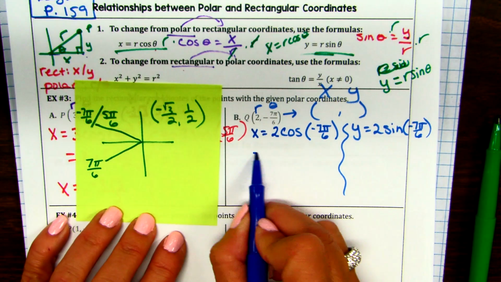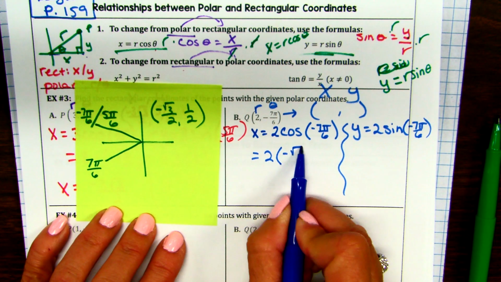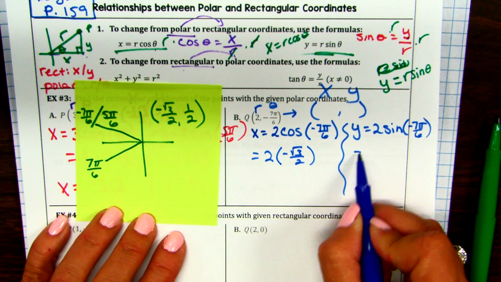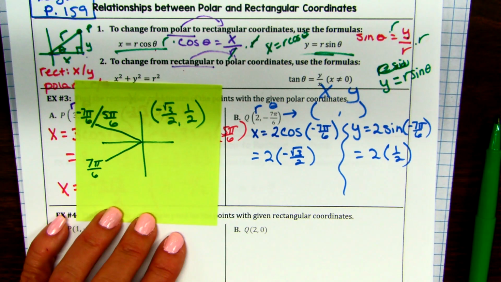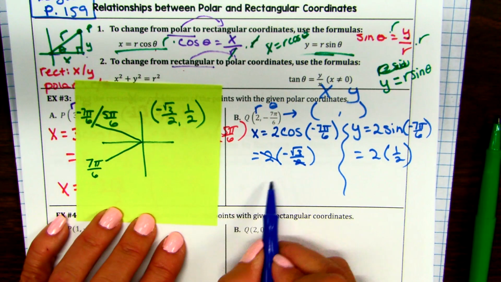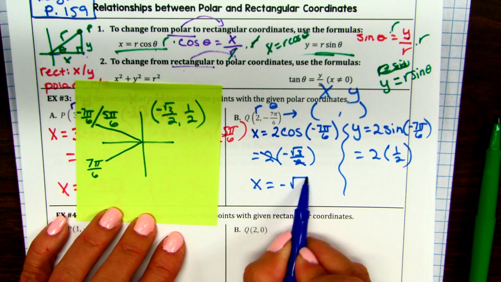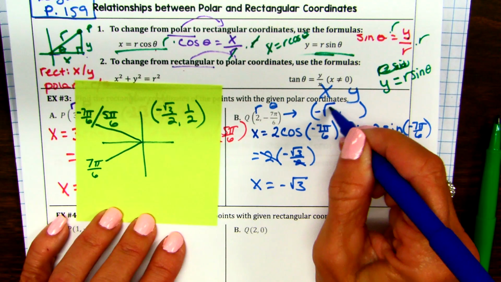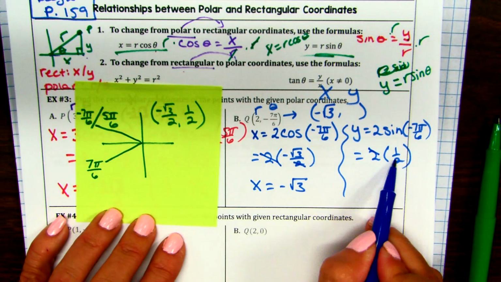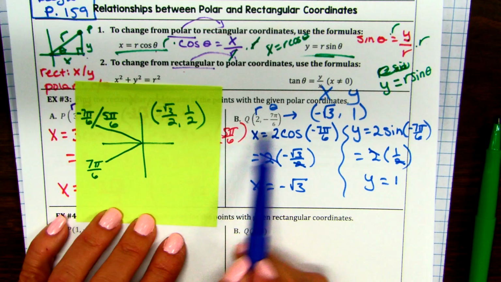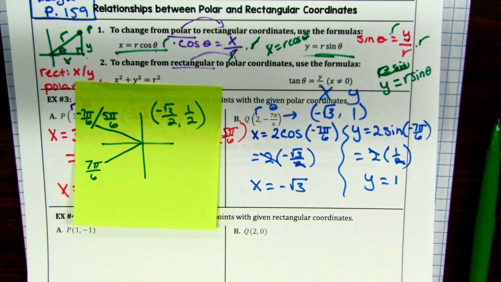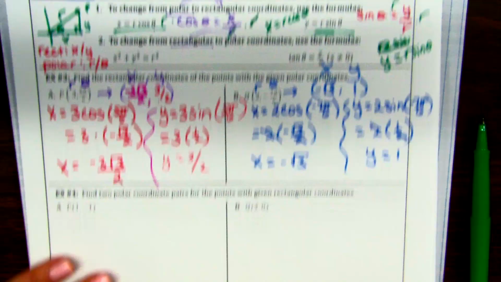Okay, so I get 2 times cosine, 2 times sine. 2's cancel. X is negative square root of 3. 2's cancel. Y is 1. Okay? Polar to rectangular, again, if I graph them on their separate coordinate planes, they are at the same place on the coordinate plane. Okay?